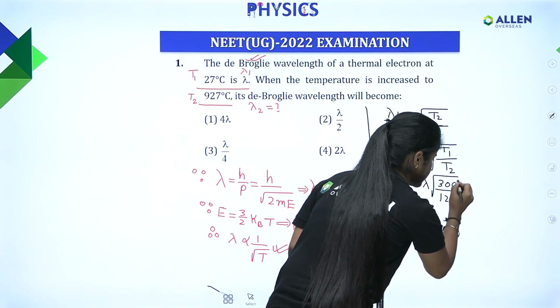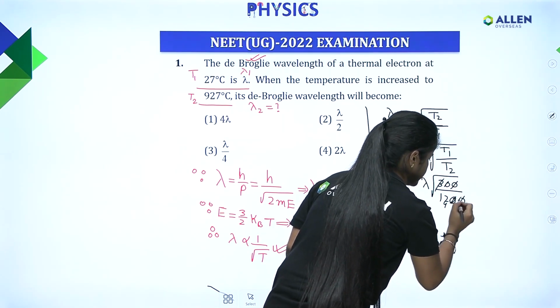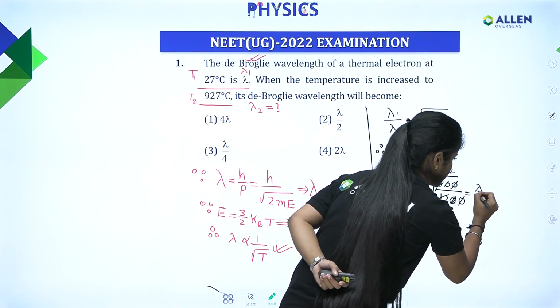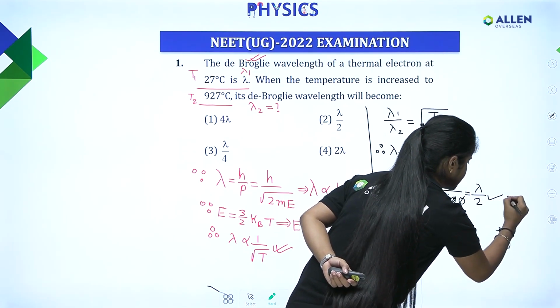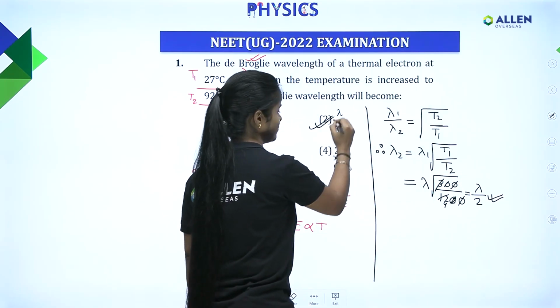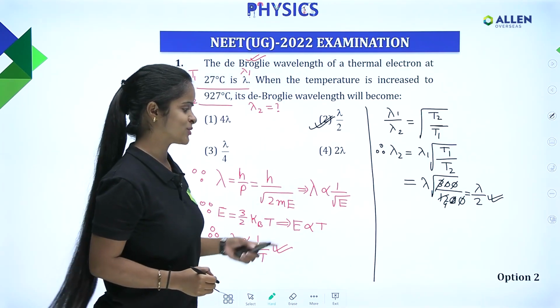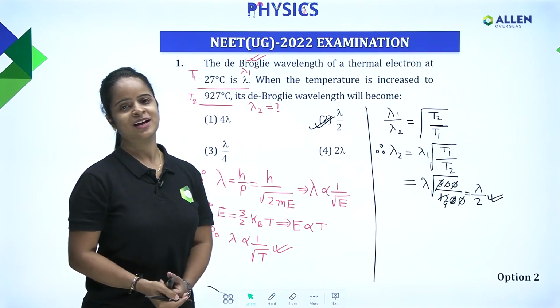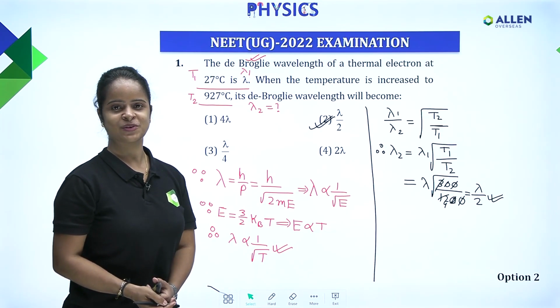So after solving this part, what are you going to find? You are going to find it will be lambda by 2. And the same thing you can see here in option number 2. That is written there also. That is, option number 2 is the correct option. Hope it is clear to everyone.